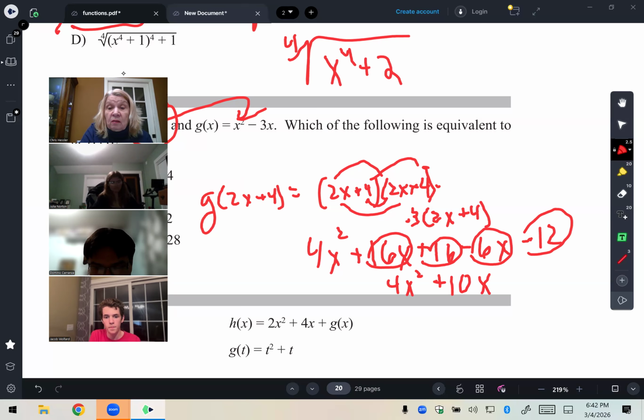16 minus 12 is 4. So the answer for this one is A.